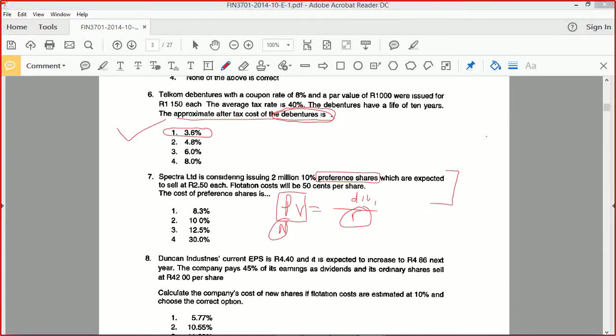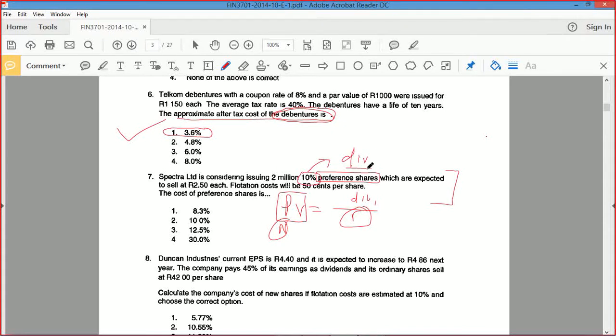Perfect. So can we just work through it quickly? Yes, work it and see what you get. So we've got shares issued, 2 million at 10% preference shares. So you've got 200,000 preference shares. No, not 200,000 pref shares. The 10% is the rate that you're paying in terms of the dividends.